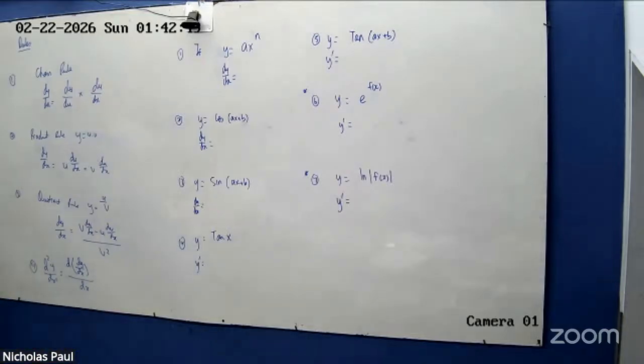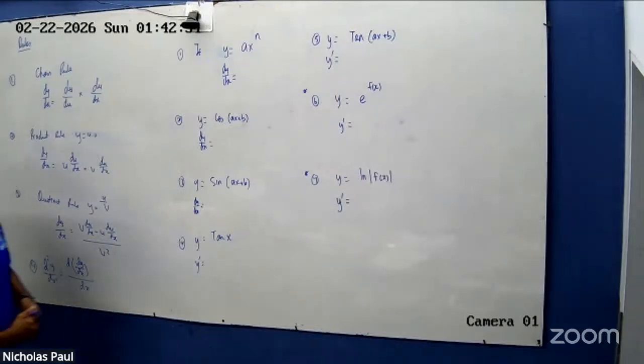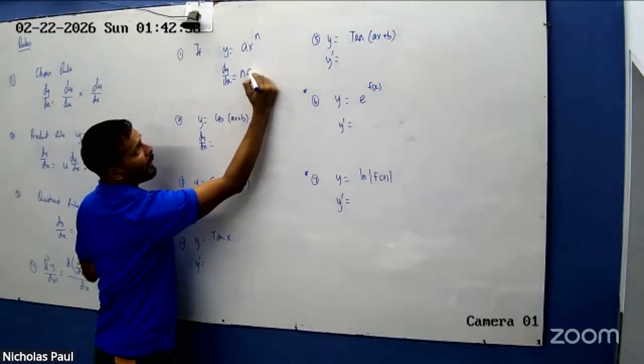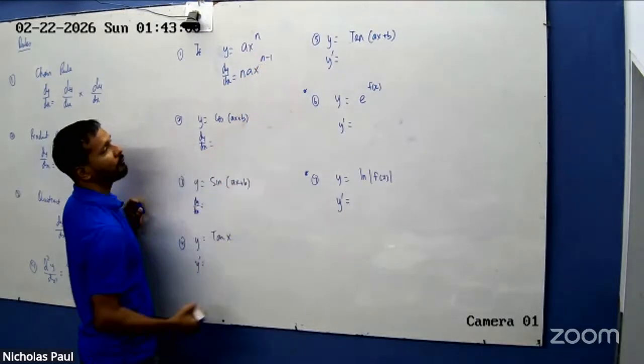Right, just some quick rules for you to remember. How do we differentiate? We bring down the power, we put back the a, and we minus 1 for the power.